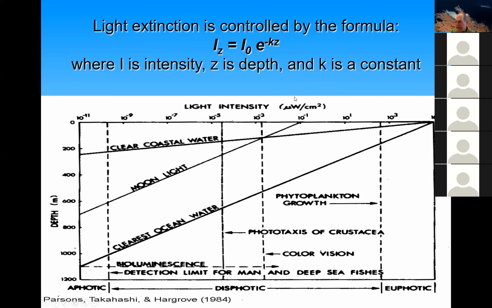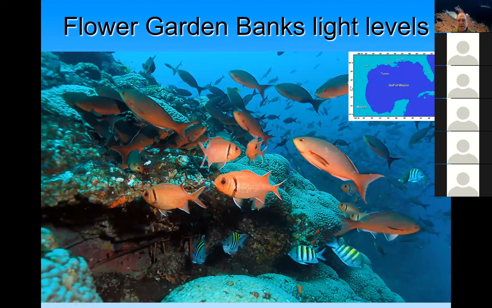Now I'm going to show you some results that I obtained from a coral reef in offshore Texas. This is the Flower Garden Banks. This is a national marine sanctuary. It's a very productive reef. It's one of the most productive coral reef settings that we have in the United States.